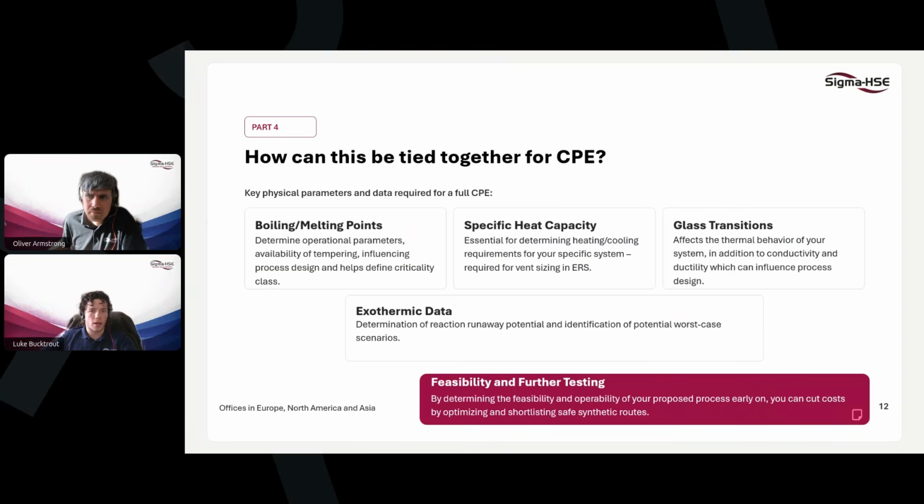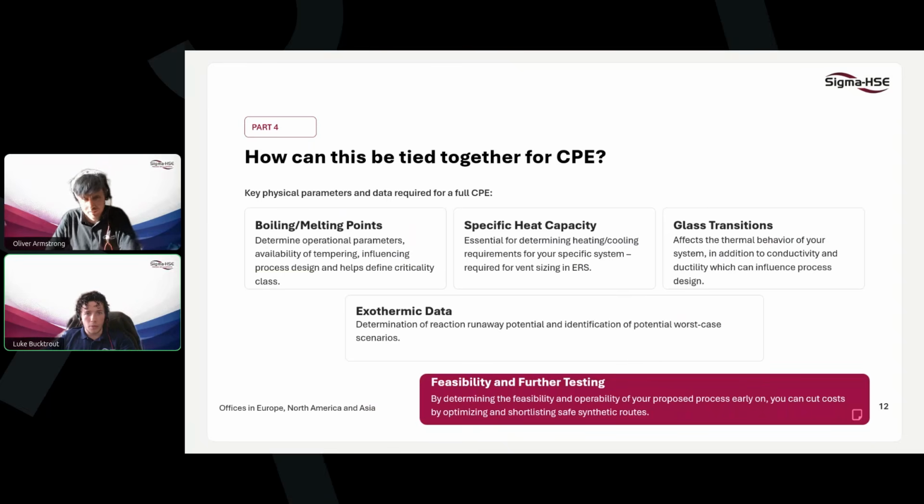Moving on, knowing the specific heat capacity of your materials is really essential for not just energy demand calculations, but again, for vent sizing, emergency relief system design, and having an accurate value to put into the software for adiabatic calorimetry methods will give you the most accurate and usable data.